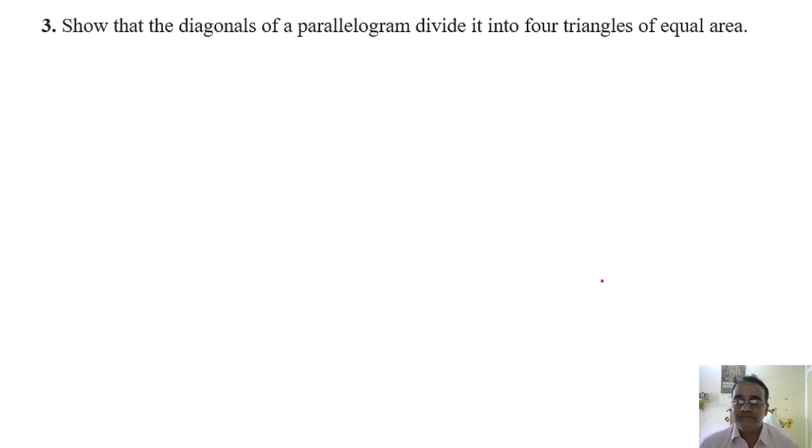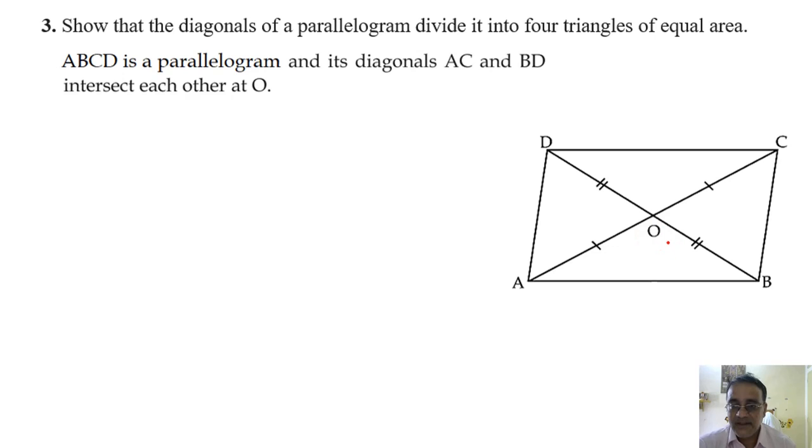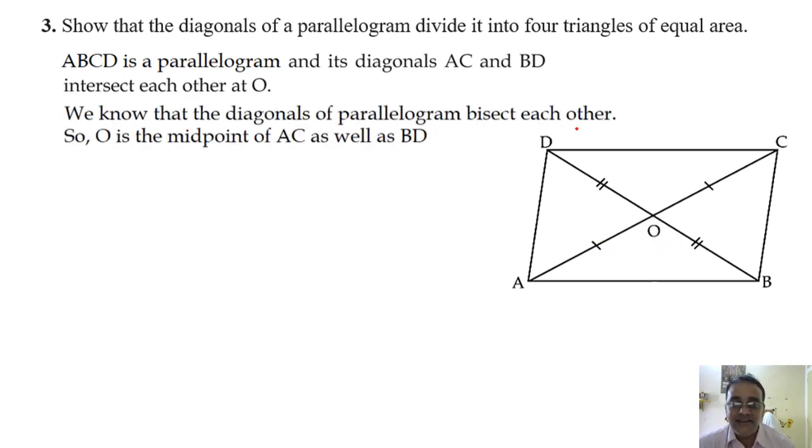They bisect each other. Right, very good. The diagonals of a parallelogram bisect each other. So we'll first draw the parallelogram and the diagonals intersect. Let the diagonals intersect at O. And as we know that the diagonals bisect each other, O is the midpoint of AC and O is the midpoint of BD. Any doubt in this part? No, sir.